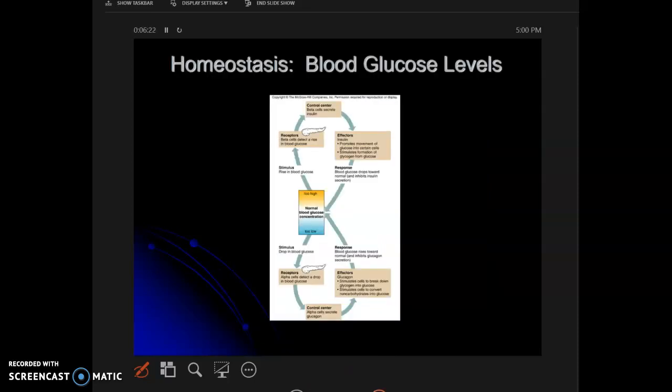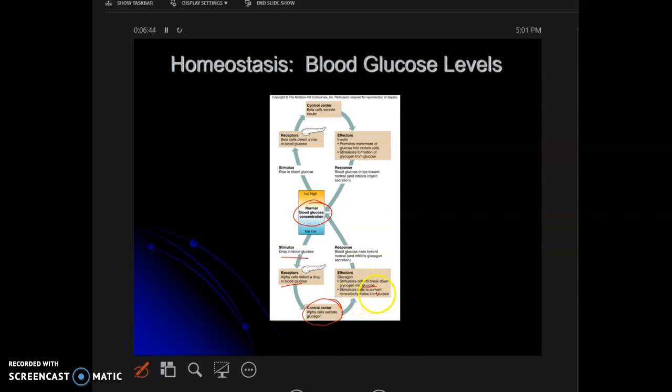This is homeostasis. Homeostasis means how do you maintain a normal blood glucose level? This is easy. If the blood glucose drops, receptors receive that information and send it to the control center. Alpha cells secrete glucagon. Glucagon, what does it do? Break down glycogen into what?